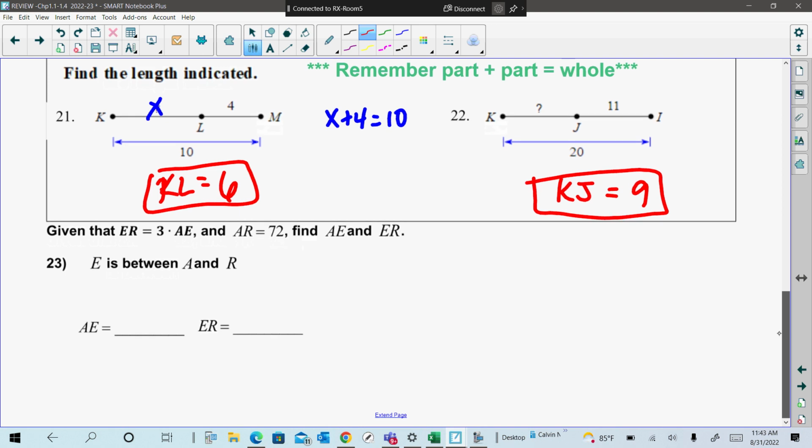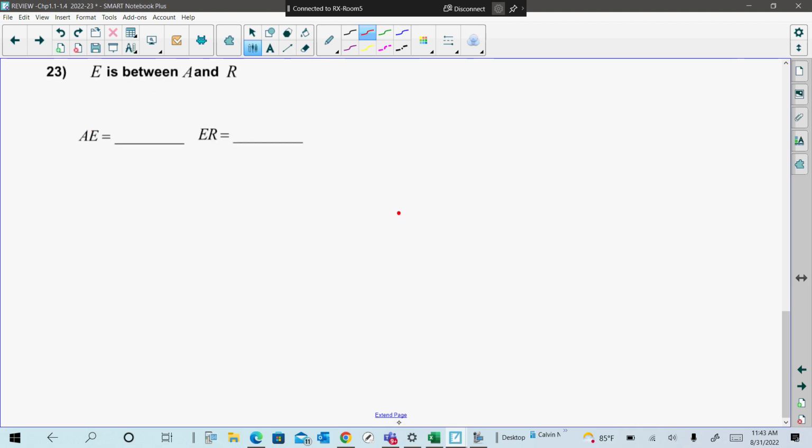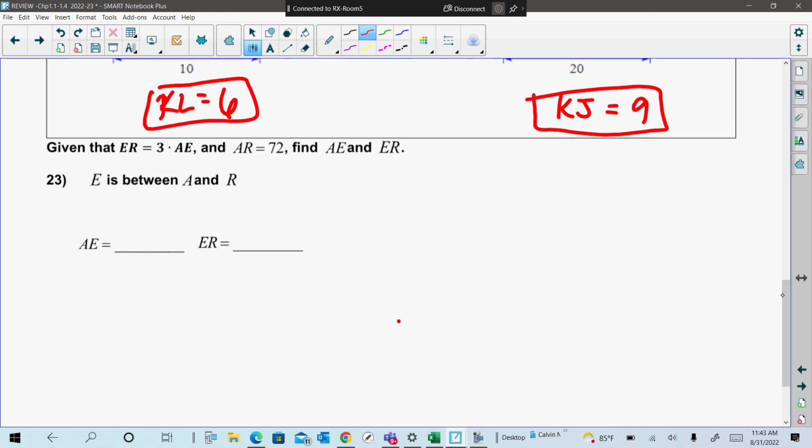Then you're going to have some, let me extend this page a little bit, where you have to draw the picture. So that's always our first step. So this is key how to set it up, where it says E is between A and R. So I'm going to start off with my endpoints, AR.